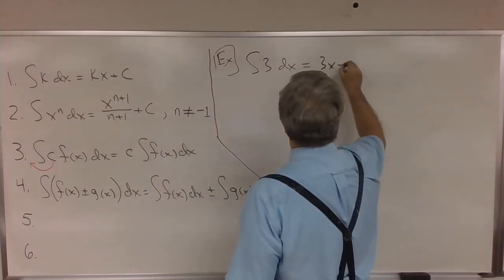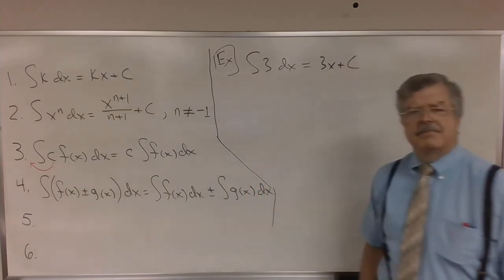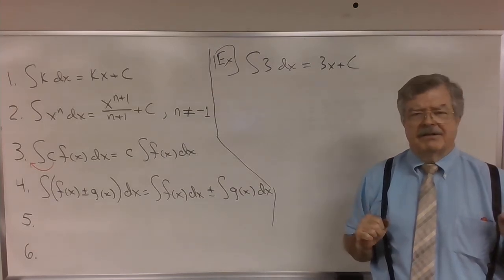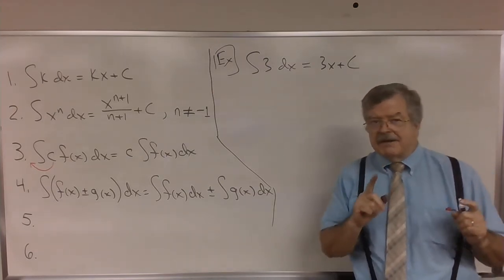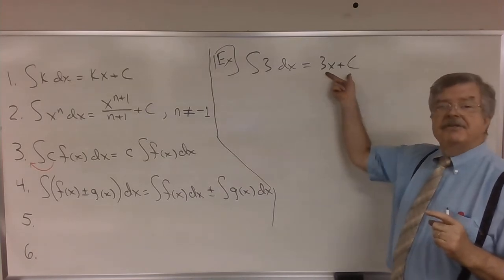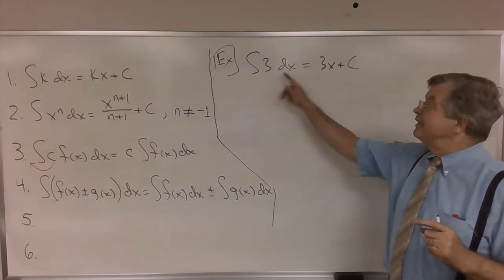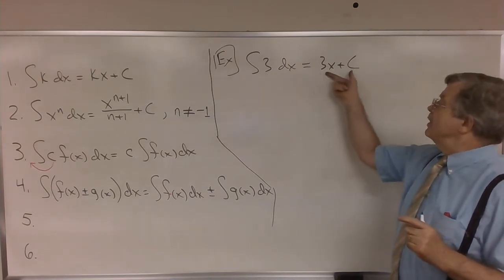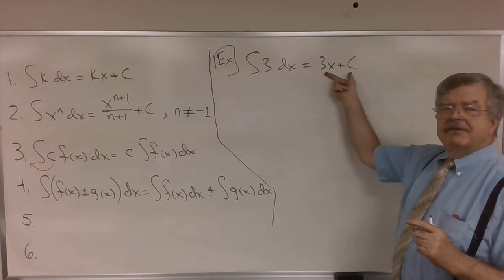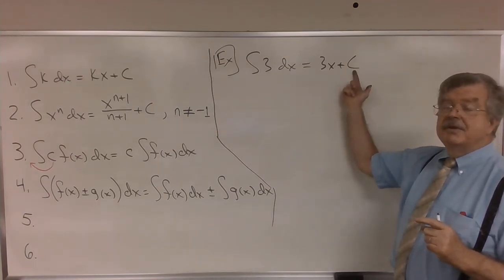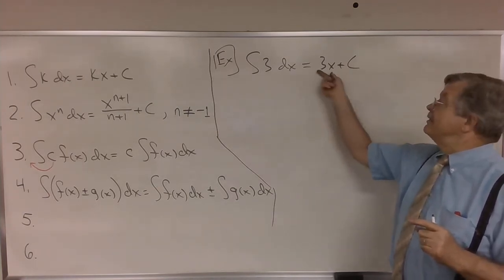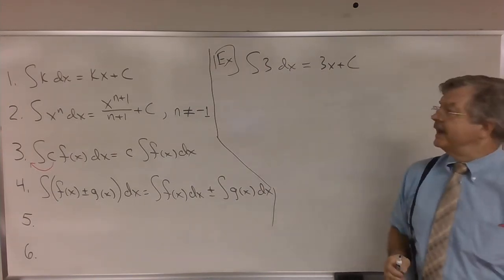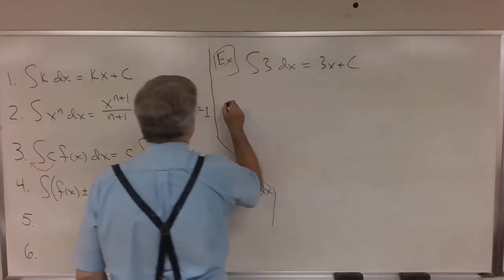So 3x plus c. I guess the question now is, did we do it correctly? If we did, then this should be the function that we compute the derivative of to get the original expression. What do we get when we compute the derivative of this? C is a constant, so its derivative is 0. And the derivative of 3x is just 3. Yep, we did it right. Let's look at a few more.